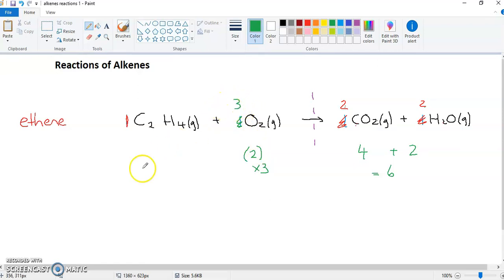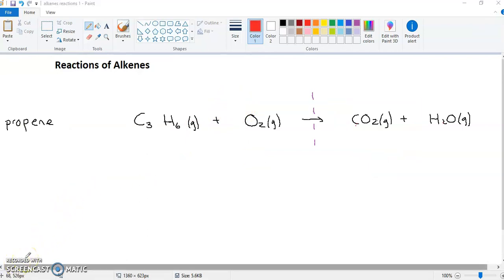Let's look at a slightly more difficult one, propene. Okay, so this time I'm going to assume that you can see the ones in front of the molecules there. I'm just going to leave them out. Again, we go from left to right. This is carbon first, 3 carbons here, 1 over here. So I have to multiply that by 3. We're done with the carbons, nice and easy. 6 hydrogens here, 2 hydrogens here, and 3 times 2 is 6.